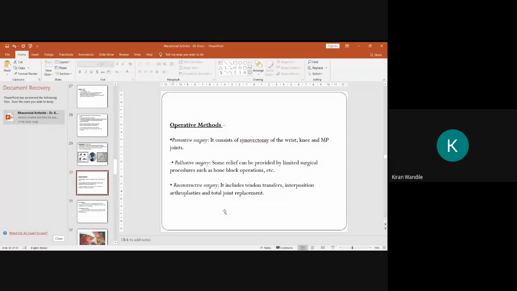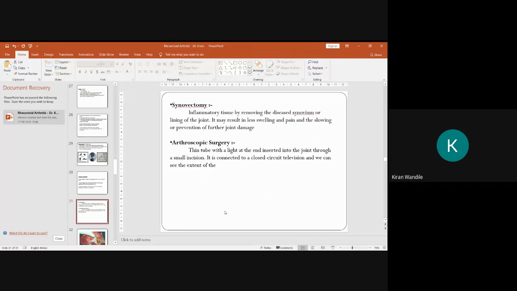Operative methods consist of preventive surgery. If the synovium is inflamed, you can go for synovectomy, commonly done at the knee, wrist, and metacarpophalangeal joints. Then palliative surgery: some relief can be provided by limited surgical procedures like bone block operations. And finally, you may need reconstructive surgeries in case of fixed deformities, like tendon transfers, interposition arthroplasties, and total joint replacement. These are the various operative methods.